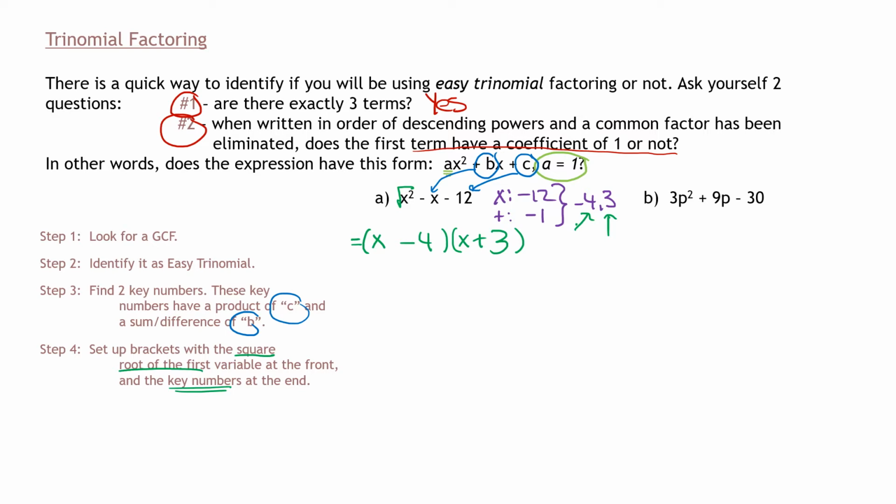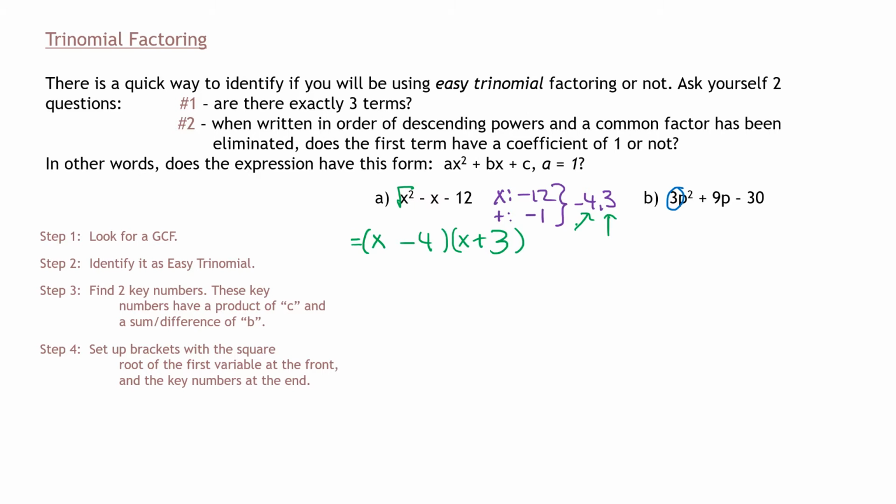Let's try that again with part B. All right, back up to step 1. Are there exactly 3 terms? 1, 2, 3. Yes. Number 2, when written in order, so it's in order. We've got p squared and then p and then the constant goes at the end. So when they're written in order of descending powers and a common factor has been eliminated, does the first term have a coefficient of 1 or not? Well, right now it does not. The first term right now has a coefficient of 3.